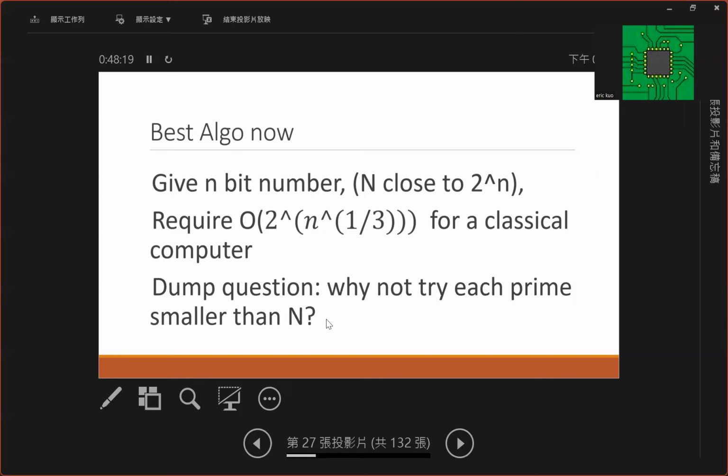If you think a little bit, if this method fails, that means the number of primes less than n is huge. If the number of primes less than n were very small, then I could just try them one by one, and I would get a very efficient classical algorithm. So this means that the number of primes smaller than n must be huge.